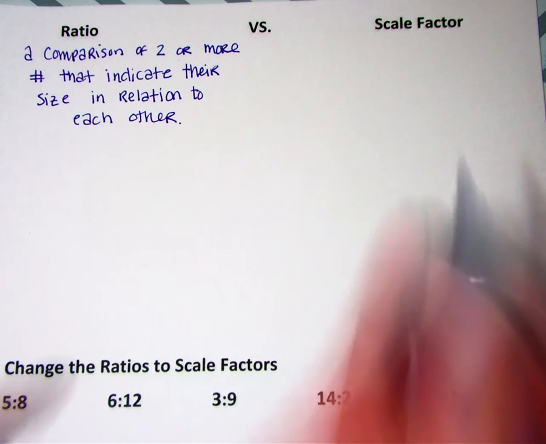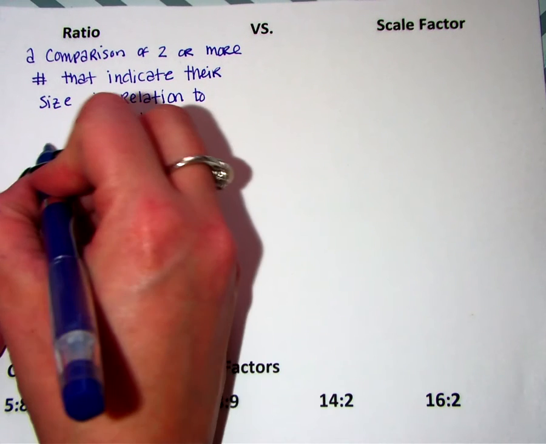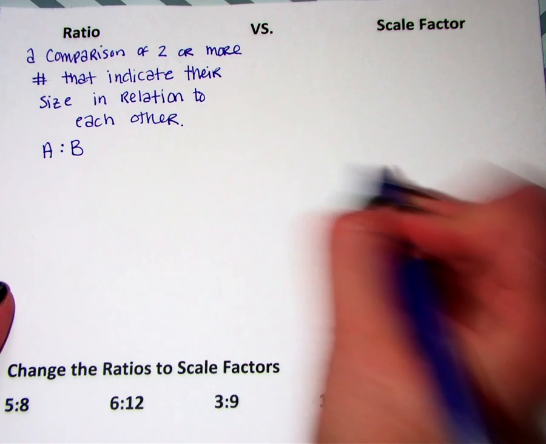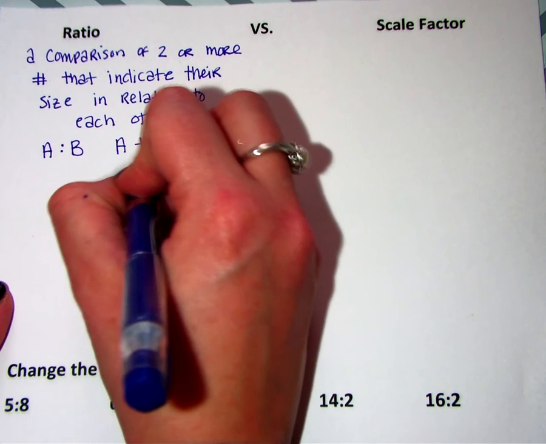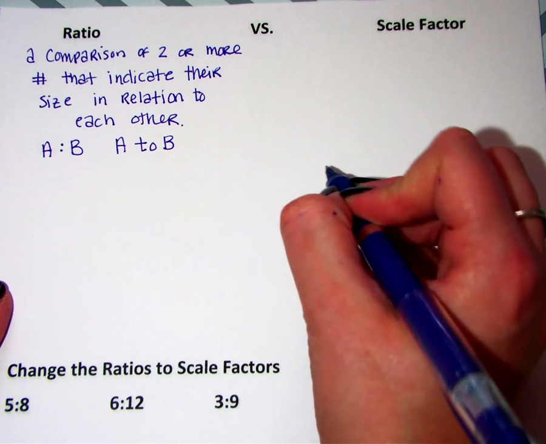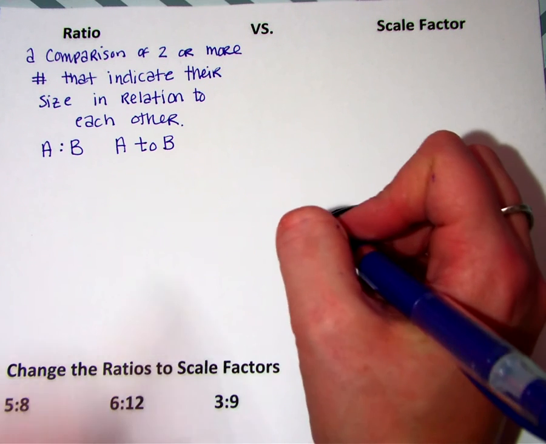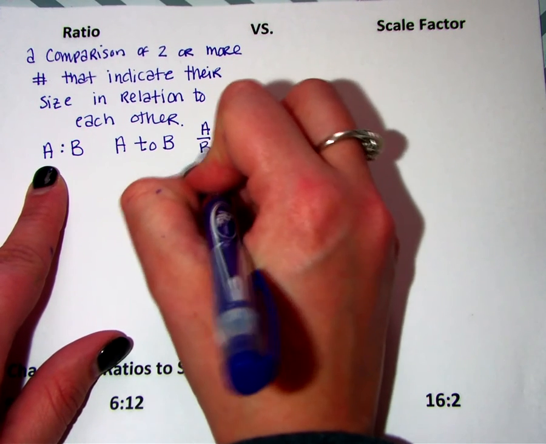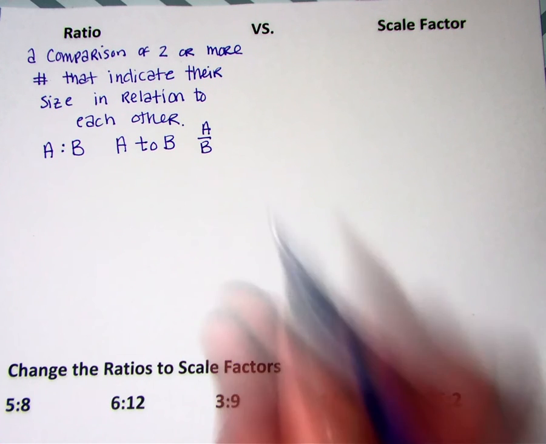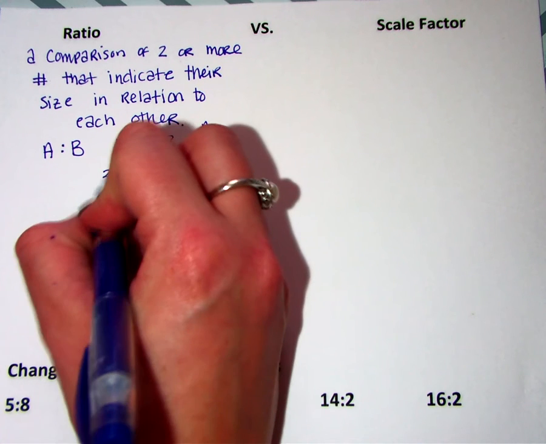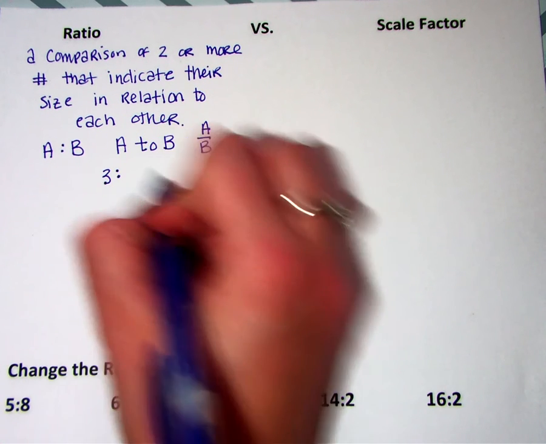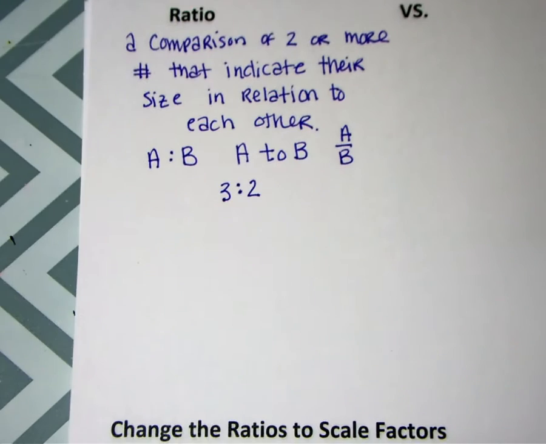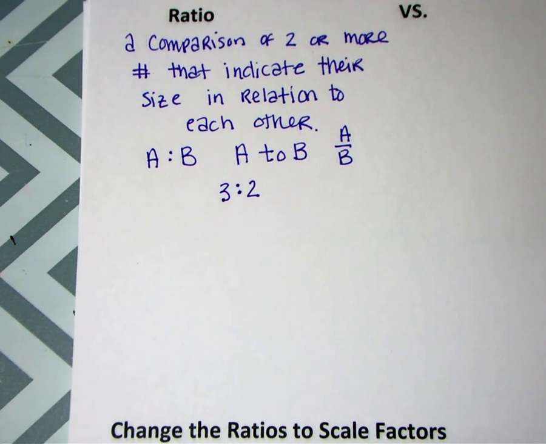An example of a ratio: you can write a ratio using a colon, A colon B. You can write a ratio using the word "to," A to B, or as a fraction. And if we're writing this as a fraction, it's important to know that the first value is the numerator of the fraction. All of these are ratios. So let's just pick a number. I'm going to pick 3 to 2. That's a ratio. And what we're going to do is talk about ratios in comparison to objects.